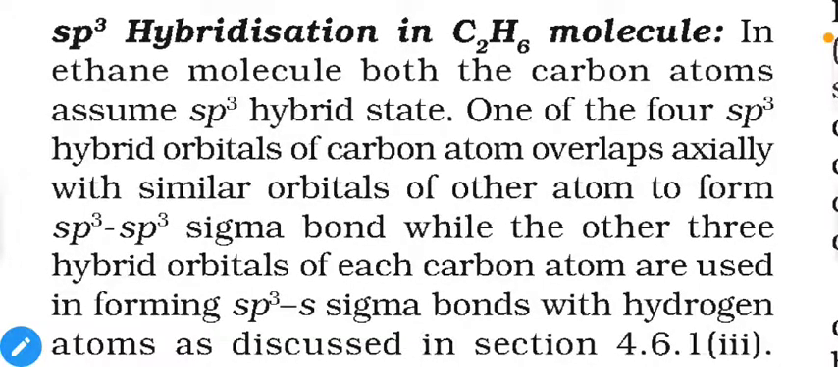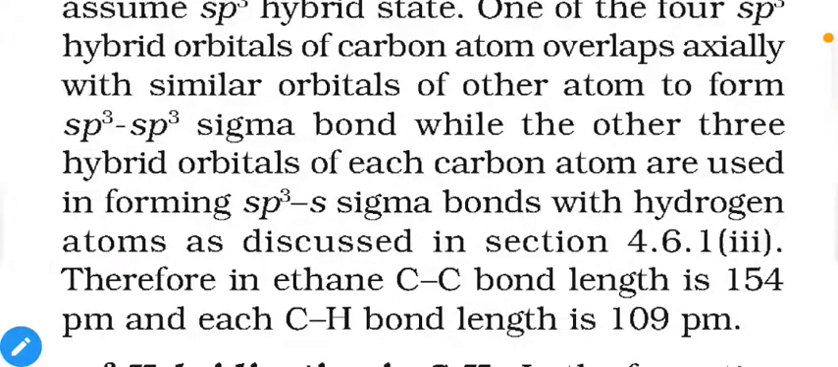One of the 4 sp3 hybrid orbitals of a carbon atom overlaps with the similar orbital of the other atom to form an sp3-sp3 sigma bond, while the other 3 hybrid orbitals of each carbon atom are used in forming sp3-s sigma bonds with hydrogen atoms, as discussed in section 4.6.1, that means in the previous section, and therefore in ethane the carbon-carbon bond length is 154 pm and each carbon-hydrogen bond length is 109 pm.